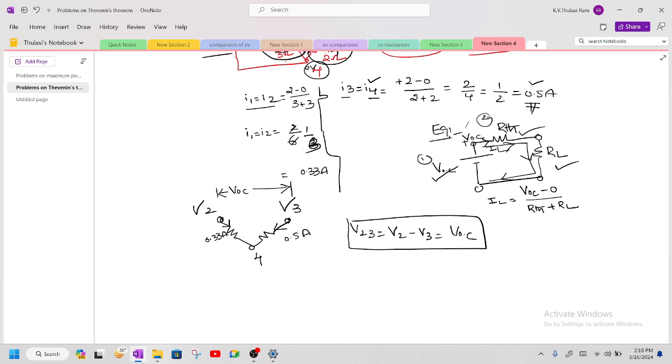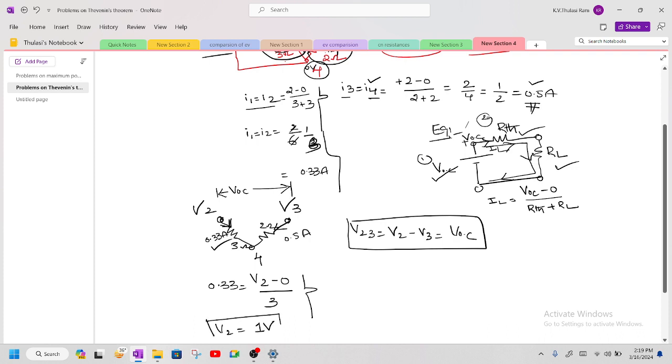So how to find V2? I want to write down this current. What is the amount of current? 0.3 amps is equal to V2 minus 0 divided by the branch resistance. What is the branch resistance given in the problem? It is 3 ohm, and this is 2 ohm. So V2 minus 0 divided by 3, then you get V2 equal to 0.3 into 3, so approximately you get the V2 value as 2 volts.